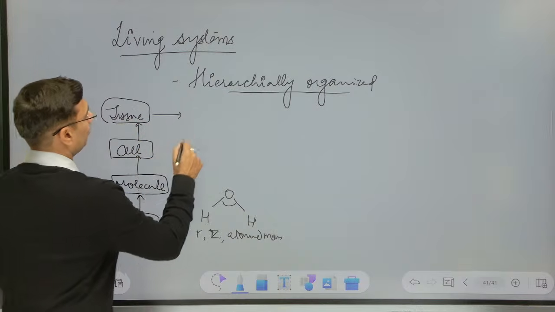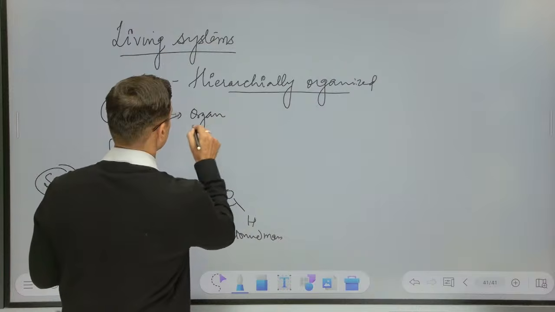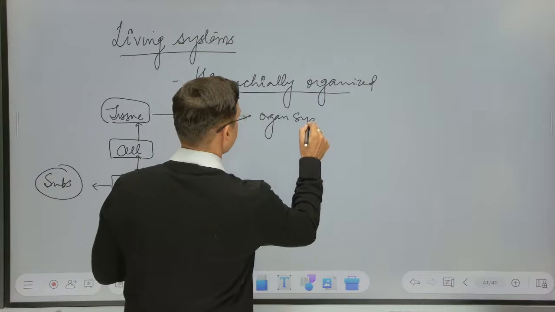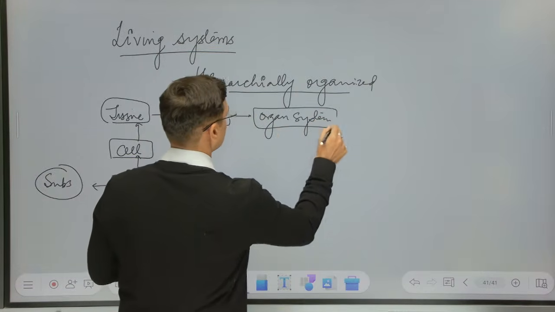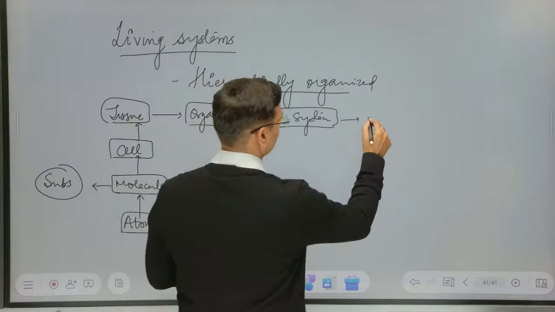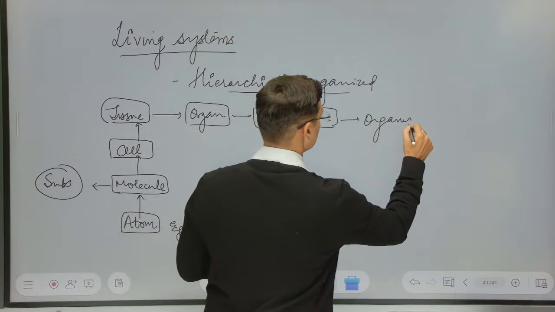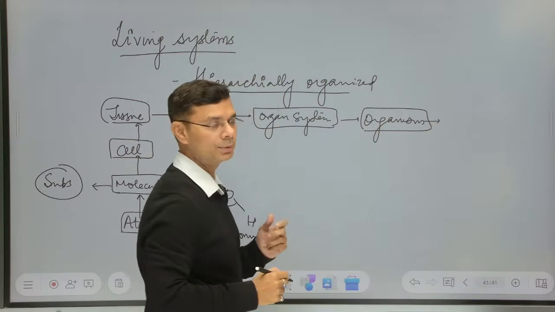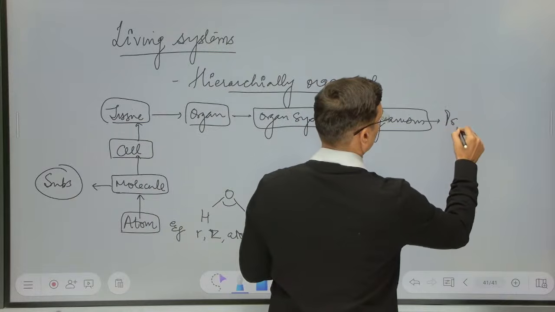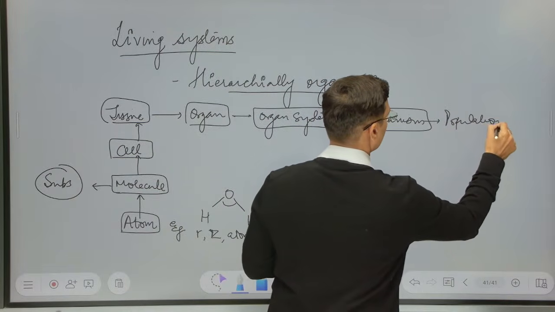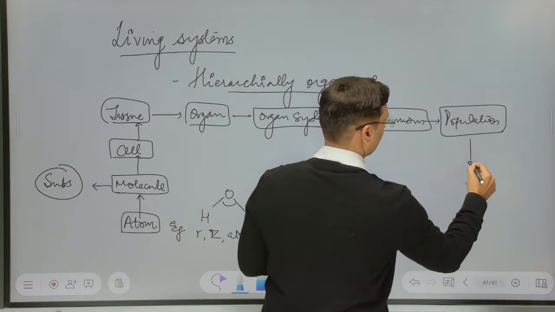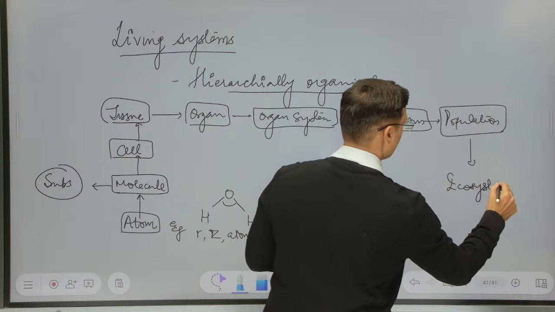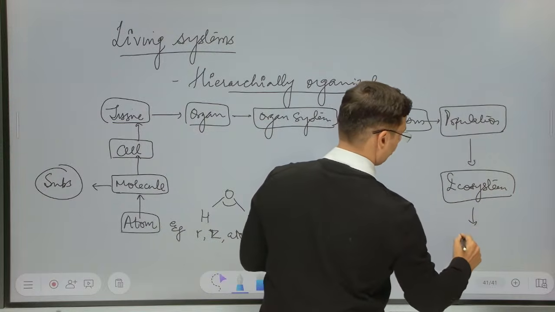and tissues will form organ, organ will form organ system, and a group of organ systems interact with one another to form an organism, and many organisms of the same species may form a population or community, and different populations interact to form ecosystem. An ecosystem along with its environment is known as biosphere.